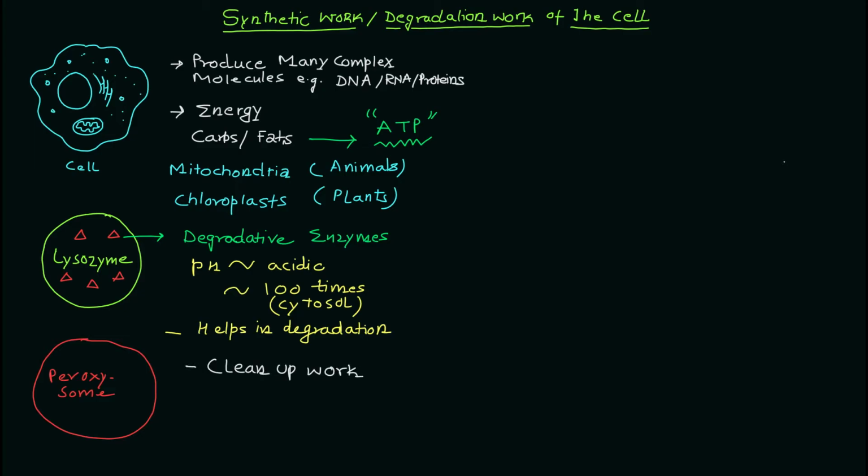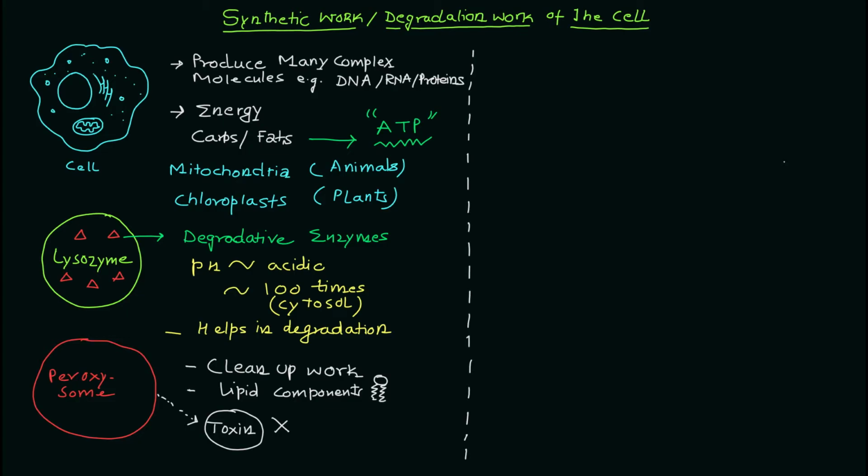The next organelle is the peroxisome. In the peroxisome, you have lipid components that are getting degraded, and the peroxisome is basically doing the cleanup work of the cell. It also helps in the neutralization of any kind of toxin which is getting produced inside the cell. Now, after discussing some of the synthesis and some of the degradation work, let's discuss the function of the ATP molecule, where the ATP molecule is being utilized.